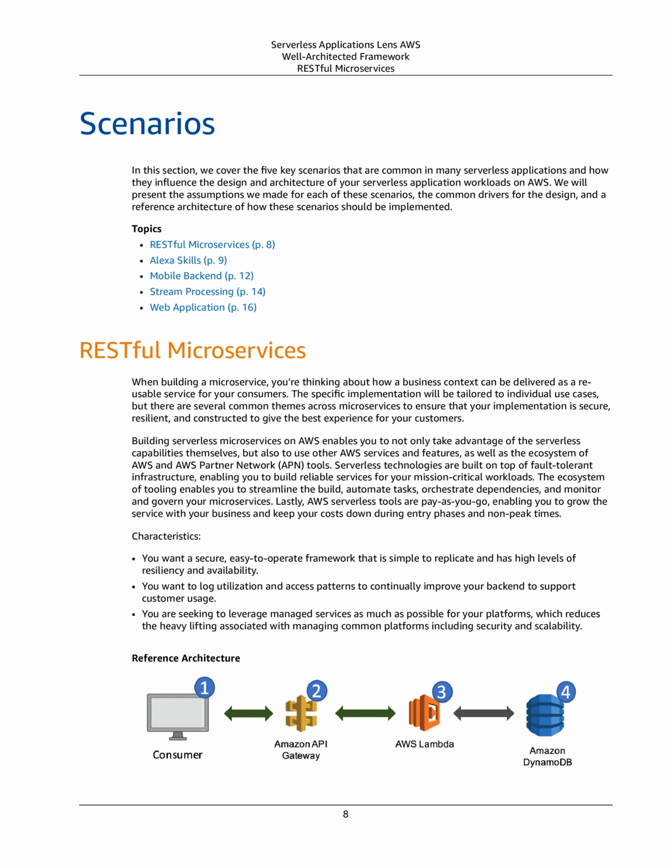Building serverless microservices on AWS enables you to not only take advantage of the serverless capabilities themselves, but also to use other AWS services and features, as well as the ecosystem of AWS and AWS Partner Network, APN, tools. Serverless technologies are built on top of fault-tolerant infrastructure, enabling you to build reliable services for your mission-critical workloads. The ecosystem of tooling enables you to streamline the build, automate tasks, orchestrate dependencies, and monitor and govern your microservices.